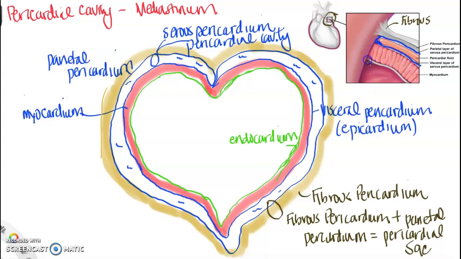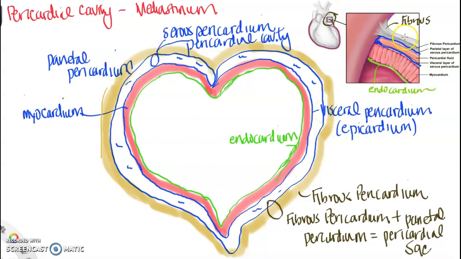And then this guy here, let me put it in green. This thing here is the epicardium, or excuse me, endocardium. Sorry. Endocardium. Okay, so that is the serous membranes. That's the anatomy of the pericardial cavity.